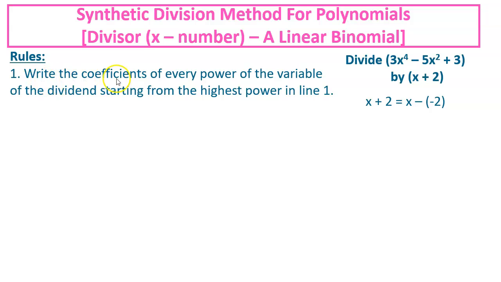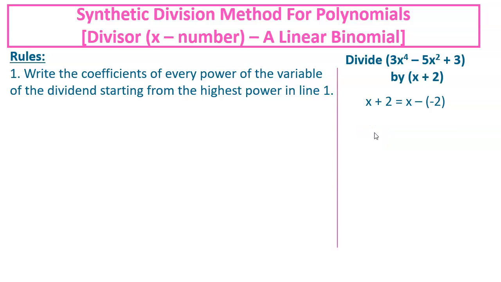So write the coefficients of every power of the variable of the dividend, starting from the highest power, in line 1. Every power of the variable of the dividend, the variable is obviously x, but in the dividend, that is 3x to the power of 4 minus 5x squared plus 3, we do not have any term containing x cube. We do not have any term containing x. So how can we write every coefficient of every power of the variable? But we have to do that. We cannot skip that step.